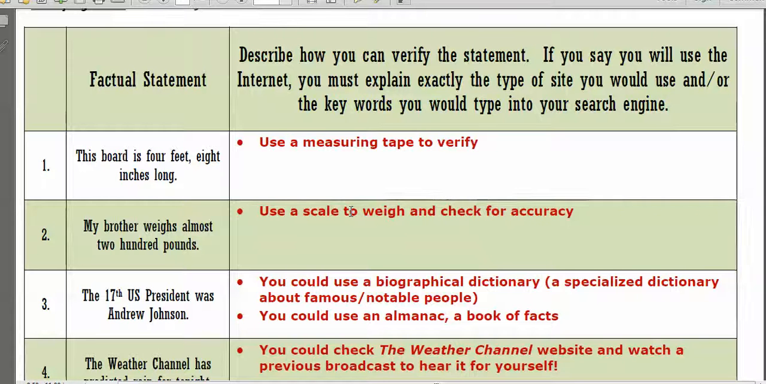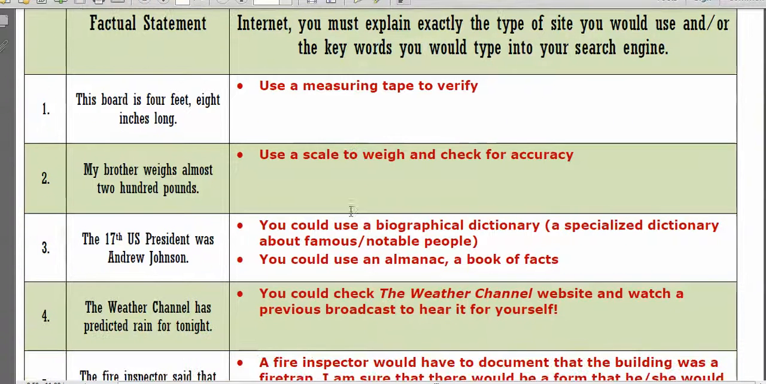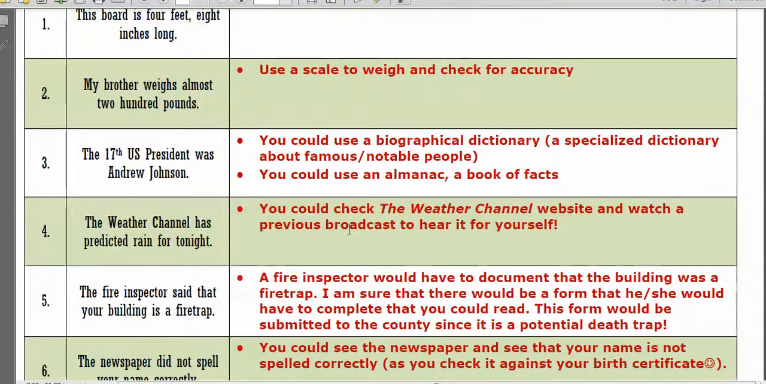The 17th U.S. president was Andrew Johnson. You could use a biographical dictionary, which is a special kind of dictionary that just has famous or notable people in it. It would tell you what president number Andrew Johnson was. You could also use an almanac, a book of facts. The Weather Channel has predicted rain for tonight. You could check the Weather Channel website and watch a previous broadcast to hear it for yourself. That would be your way of verifying.